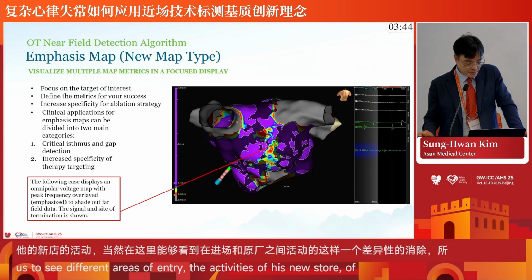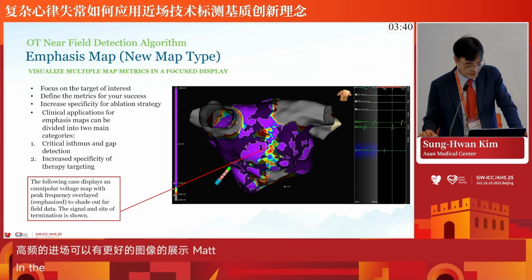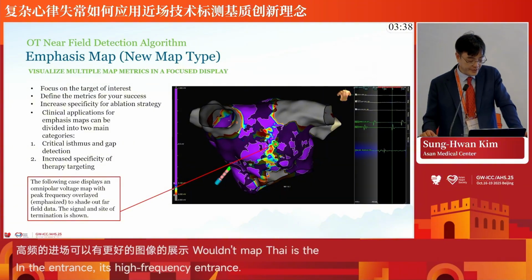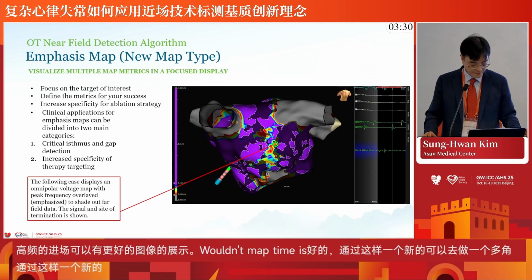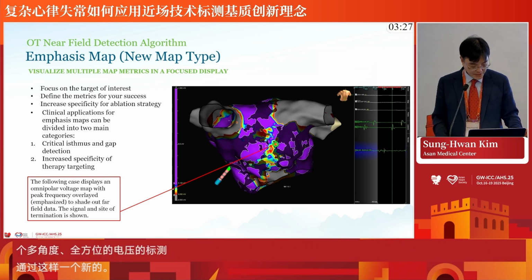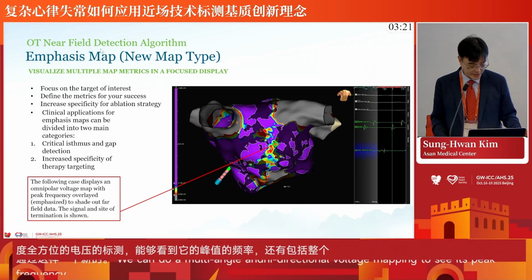This emphasis map is one of the new map types. In the following cases, it displays an omnipolar voltage map with peak frequency overlaid, to shade out far field data. The signal and site of termination, or area of critical isthmus, is clearly shown.